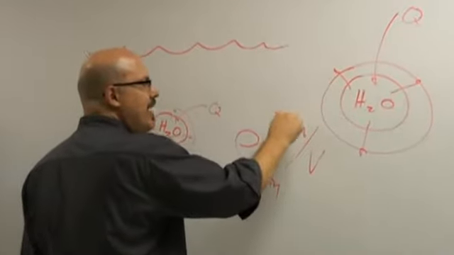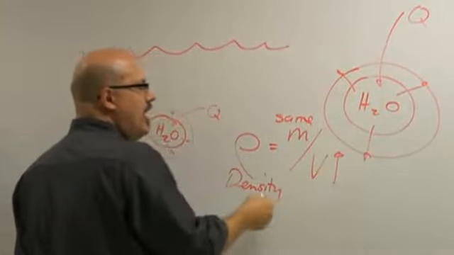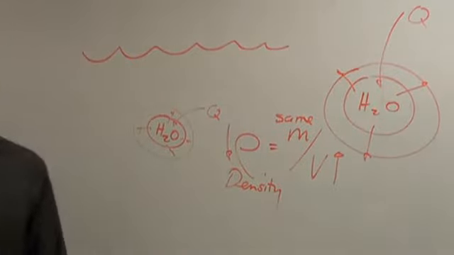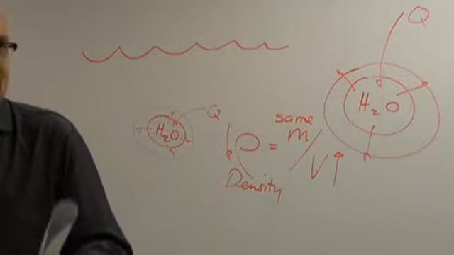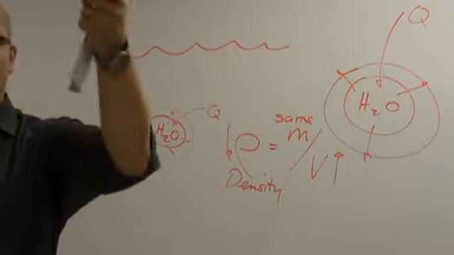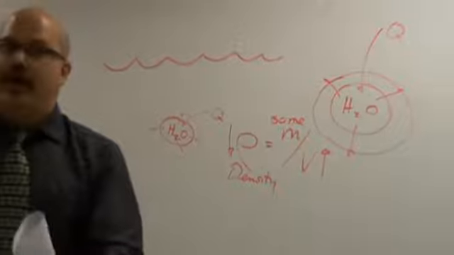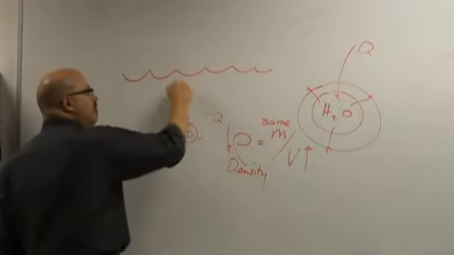The mass has stayed the same. The volume has gone up. Therefore, its density has gone down. And what happens in a fluid if you have something less dense? It goes up, and the more dense is pulled down, right? So what happens is this moves up.